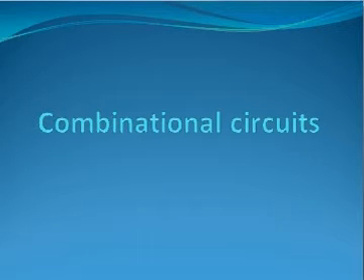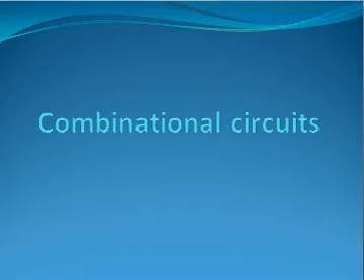Combinational circuits. In digital systems, two types of circuits are used: combinational logic circuits and sequential logic circuits. In this presentation, we are going to see what combinational circuits are, their definition, and different types of combinational circuits used in digital systems.